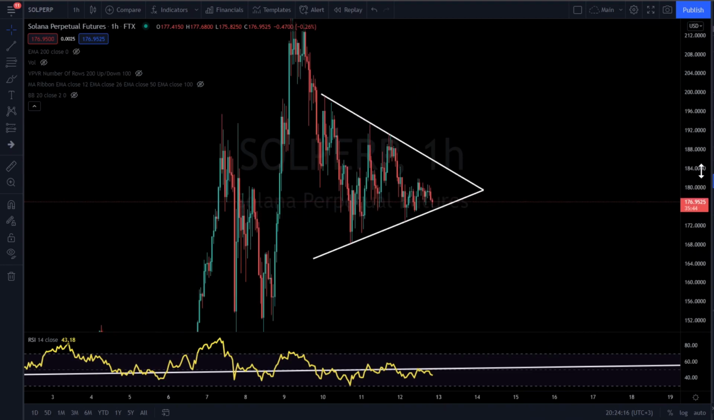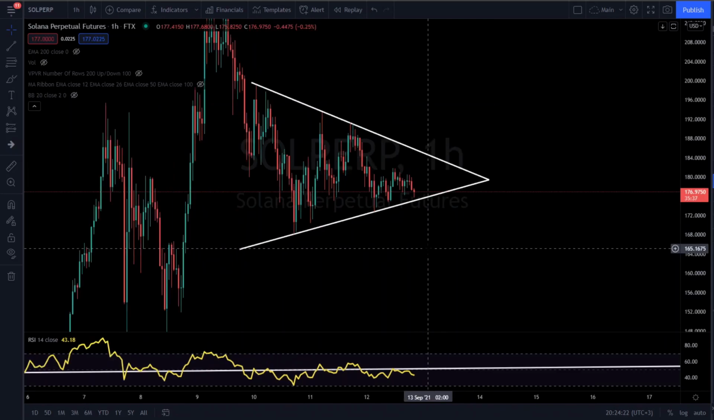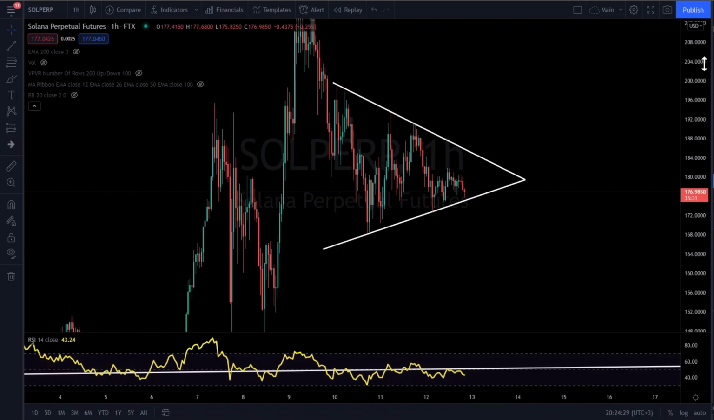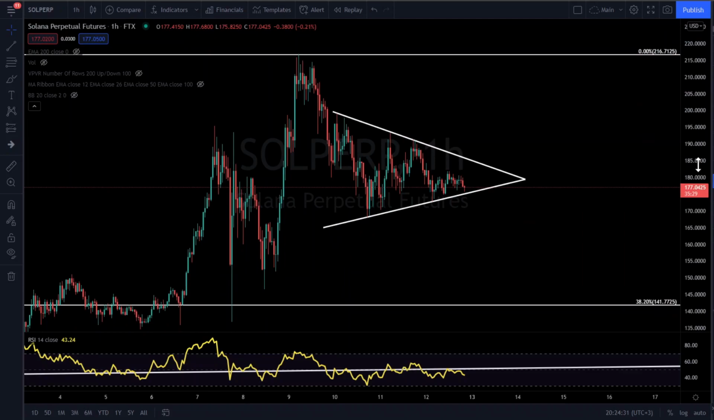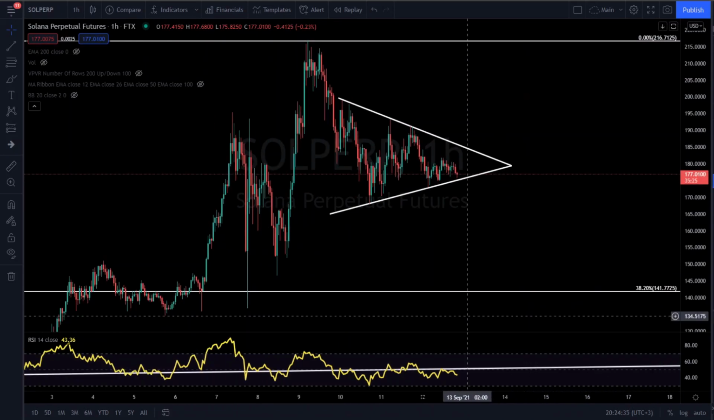So yeah, let's get right into it. I'm going to give you my reasoning why I think that this triangle is going to break to the downside, and we are going to look at possible support levels that might come in. So I think we are breaking this to the downside.